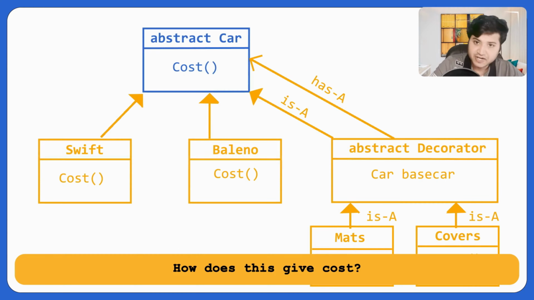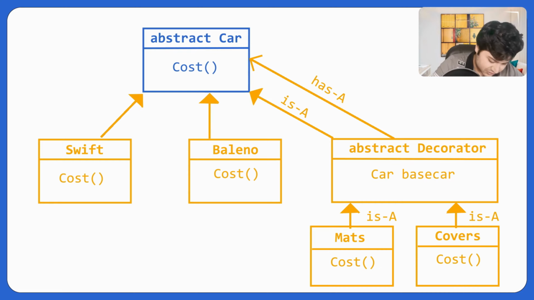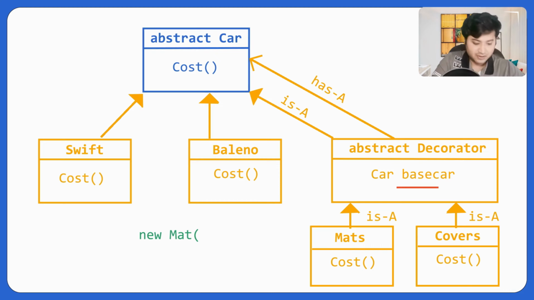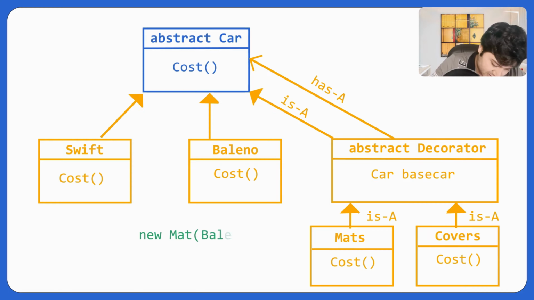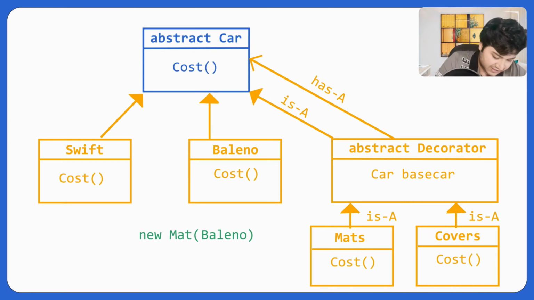When I did new Baleno, it gave me the object of Baleno. When I did new mat, what will it take? I'll have to pass a base object. Why? Because the decorator pattern has a base object, right? So I passed the base object, which I passed as Baleno. Mat, since it is extending, by extension has access to this base car.